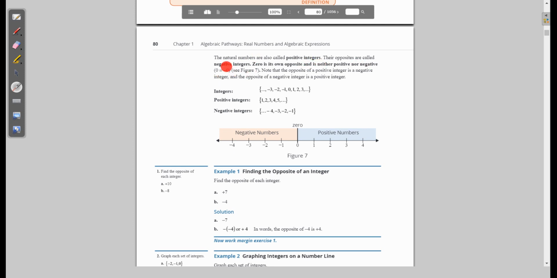Right? So we see here that 0 is indeed equal to negative 0 because it's neither positive nor negative. Note that the opposite of a positive integer is a negative integer, and the opposite of a negative integer is a positive integer. And we see that here. All right, so let's jump into some examples.